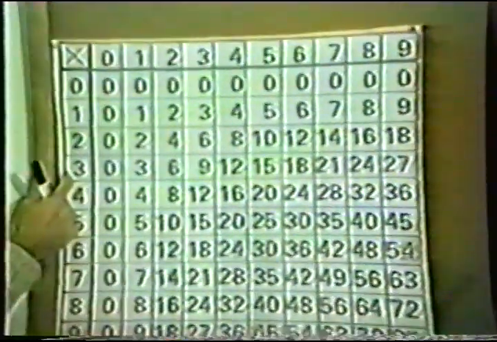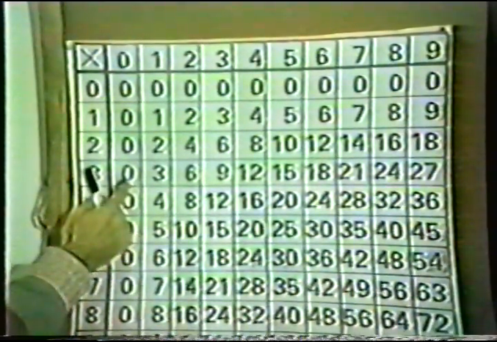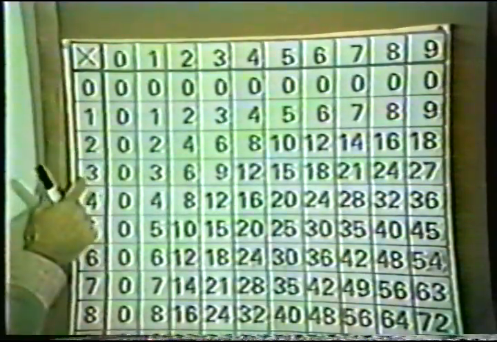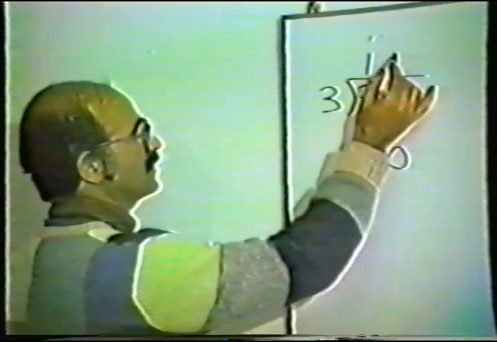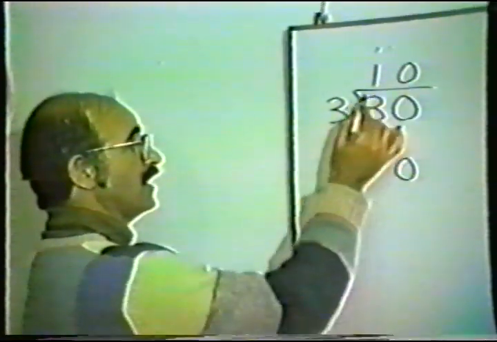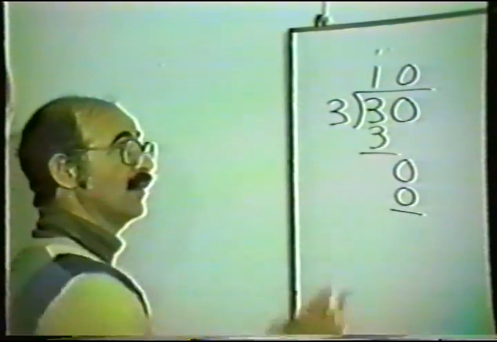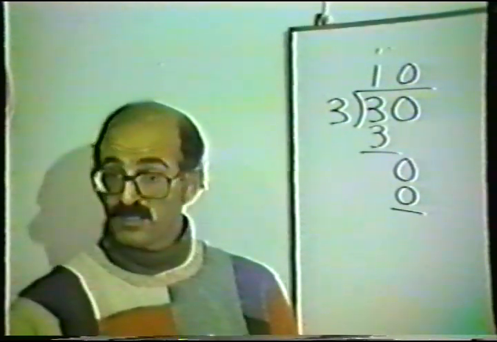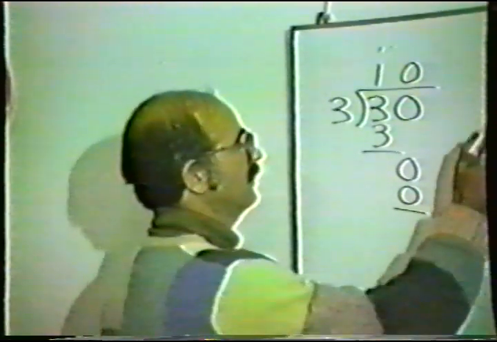Let's try it over here. 3 into 0. Tell me when to stop. Stop. And the answer is 0. 3 into 0 is 0. You went up to get the answer, so you put the answer. 3 into 0 is 0, and 0 times 3 is 0. 3 goes into 30 10 times exactly with nothing left over.